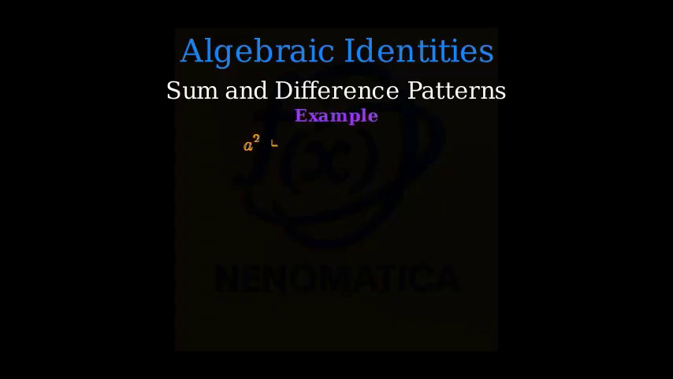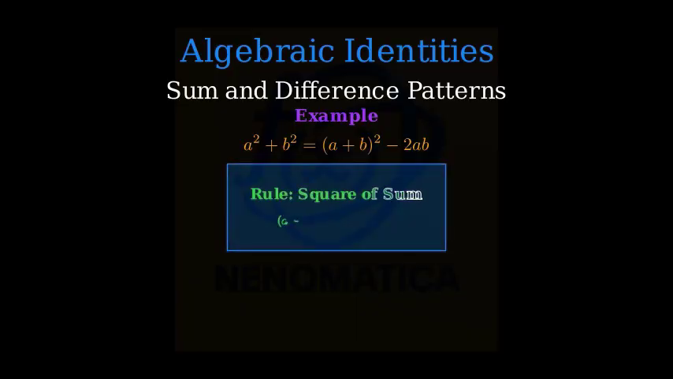This identity shows us that the sum of squares of 2 terms equals the square of their sum minus twice their product. The formula states that a squared plus b squared equals the quantity a plus b squared minus 2ab.